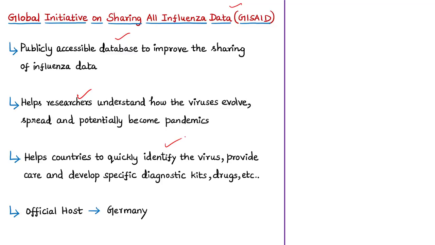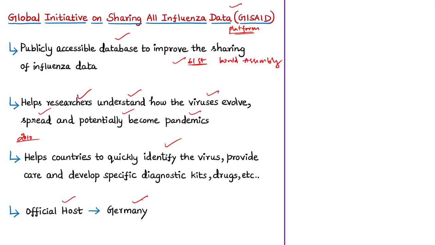Now, we'll see in brief about the Global Initiative on Sharing All Influenza Data platform. This platform was launched on the occasion of the 61st World Health Assembly in the month of May 2008. It is a publicly accessible database designed by scientists for scientists in order to improve the sharing of influenza data. It helps researchers to understand how the viruses evolve, then spread, and potentially become pandemics. Know that in 2010, Germany became the official host of this data platform initiative.